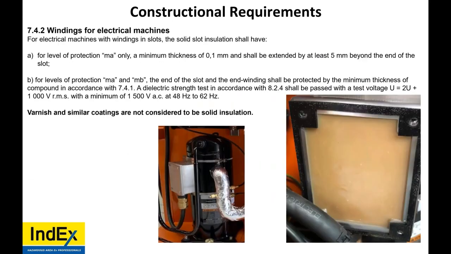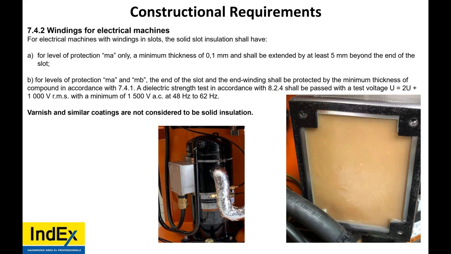So, windings for electrical machines. Now, this is a compressor, but it's an example. Electrical machines with windings in slots and the solid slot insulation shall have, for protection MA, only a minimum thickness of 0.1 millimeters and shall be extended at least 5 millimeters beyond the end of the slot. For protection levels MA and MB, the end slot of the end winding shall be protected by a minimum thickness in accordance with 7.4.1, last slide we were in, and a dielectric strength, 8.2.4. Basically, when you're talking zone zeros, you have to be safe.